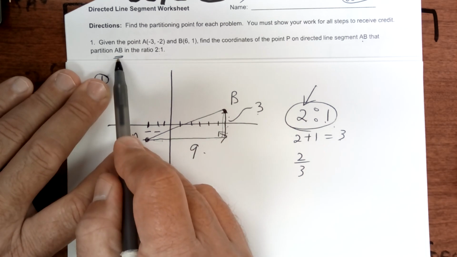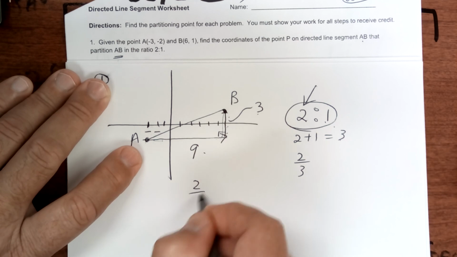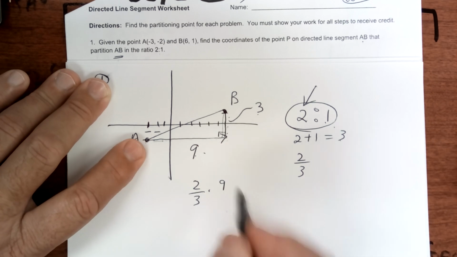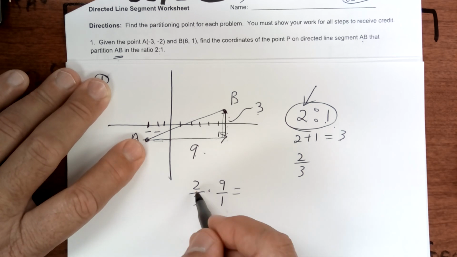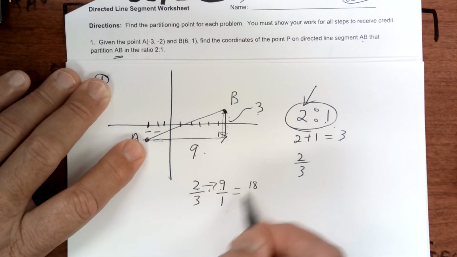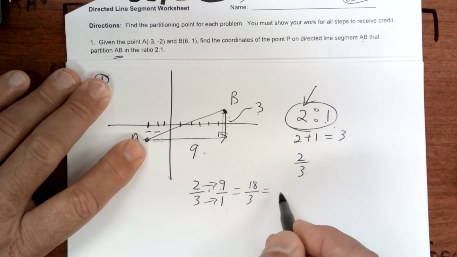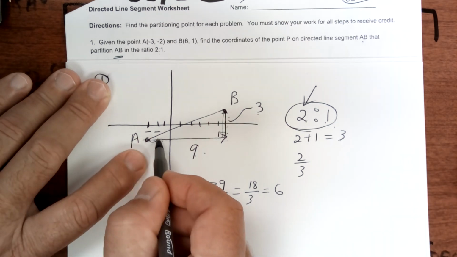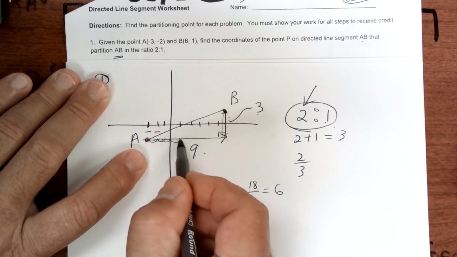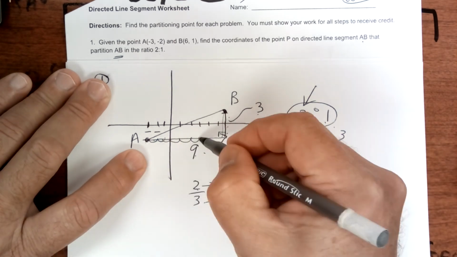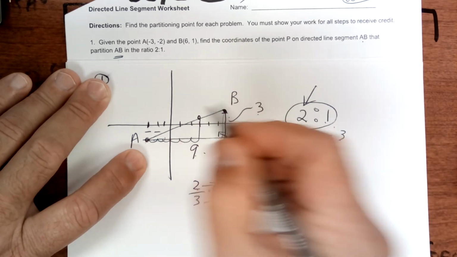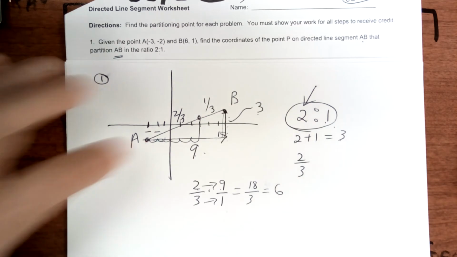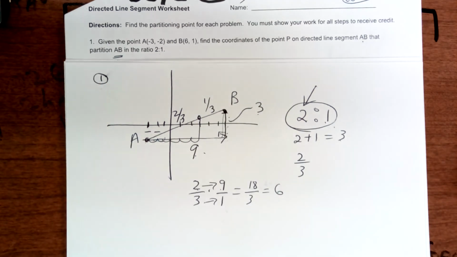Okay? So you're going to take 2 over 3, and you're going to multiply by 9, which is the change in x. Put a 1 under here. So 2 times 9 is 18. 3 times 1 is 3, and that gives me 6. Okay? So what I'm going to do is go over 6 spaces. So 1, 2, 3, 4, 5, 6 spaces, and then go up. And my point would be right there. So this one would be 2/3, and this one would be 1/3. All right? But they want to know, where is that point at?